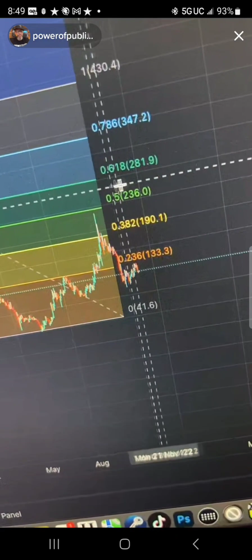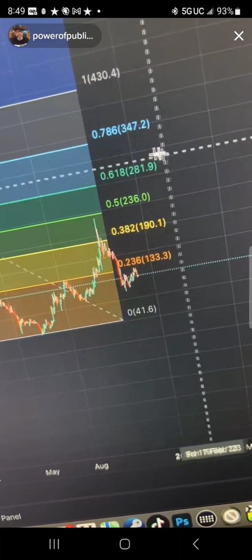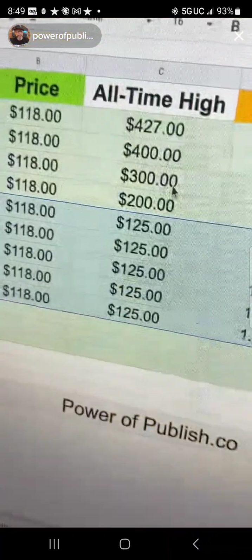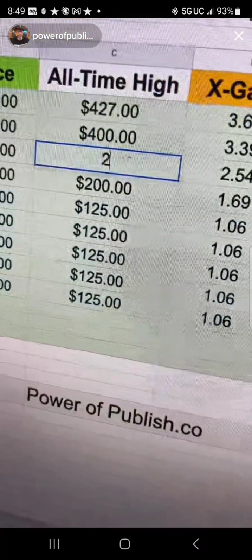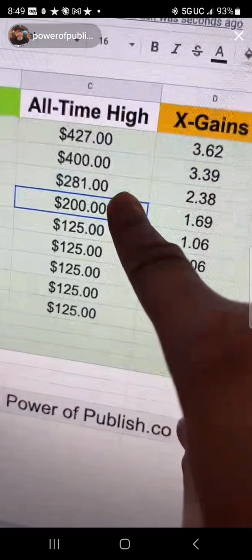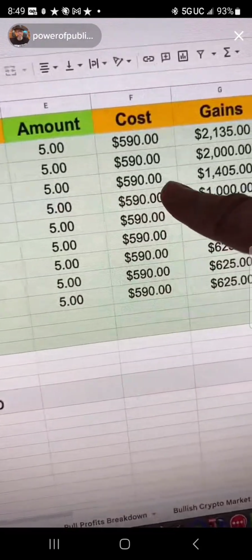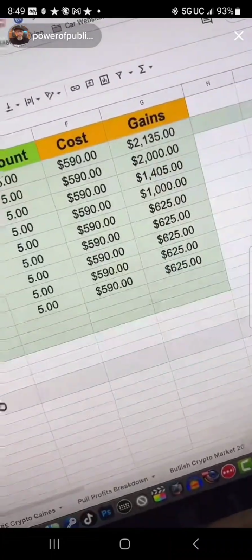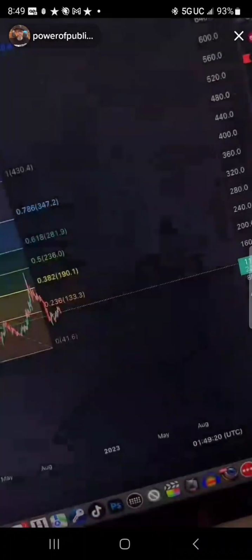Here's your golden ratio. Quant is gonna have no problem coming back up here to $281. That's your golden ratio. So I'm gonna make sure I put that there. Instead of 300, I'm putting 281. That means the chances of you turning $590 to $1,400, that's just gonna happen like this in a bull market. Just letting you know.